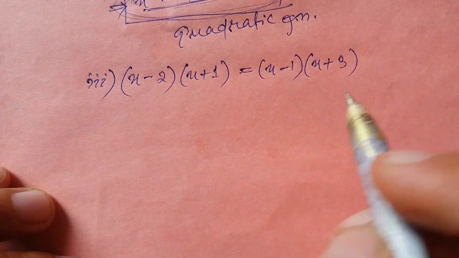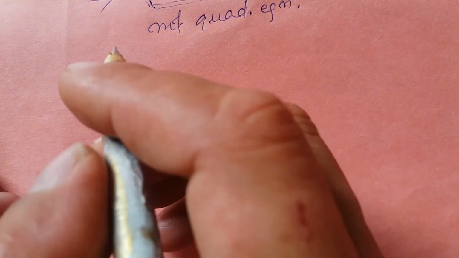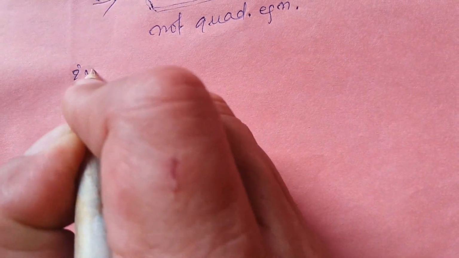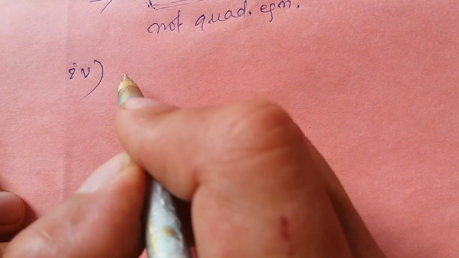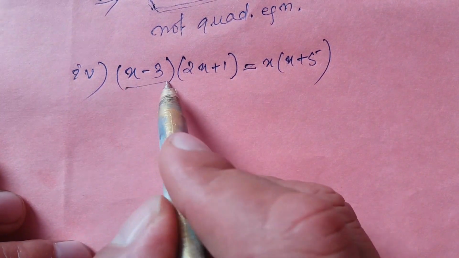Third one. Now let's see the fourth one. Fourth one is x minus 3. Now here let's multiply the left hand side now.